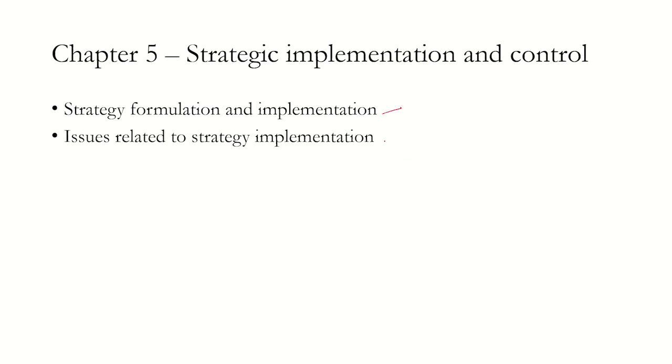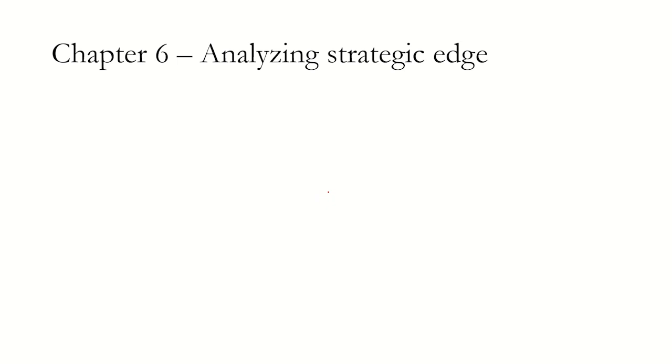In the 5th chapter, we study strategic implementation and control. Here we study strategy formulation and implementation. After that, we will study issues related to strategy implementation. Then we will have the strategic control process and methods. And finally, we will have strategic change management. So these are more or less the most important topics that we'll be studying in the strategic implementation and control chapter.